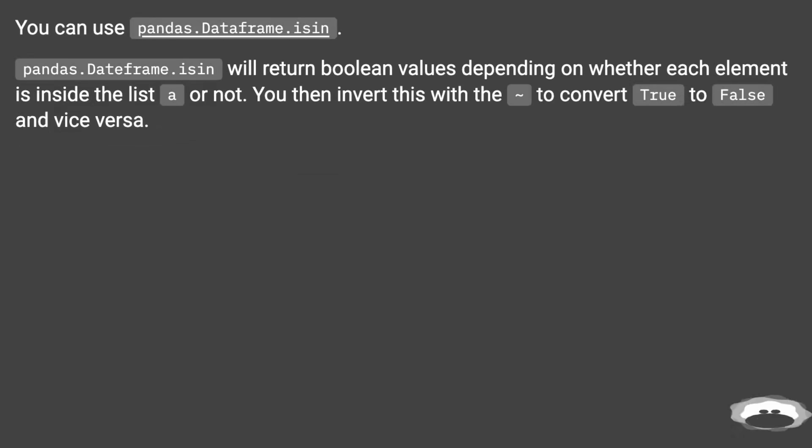You can read more about this in the docs. You can use pandas.DataFrame.isin. pandas.DataFrame.isin will return Boolean values depending on whether each element is inside the list or not. You then invert this with the tilde to convert true to false and vice versa.